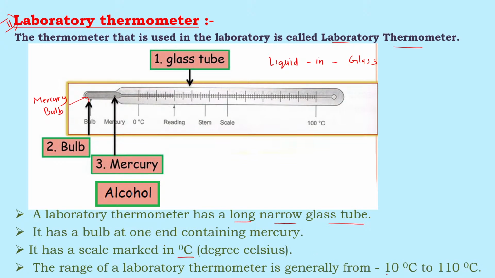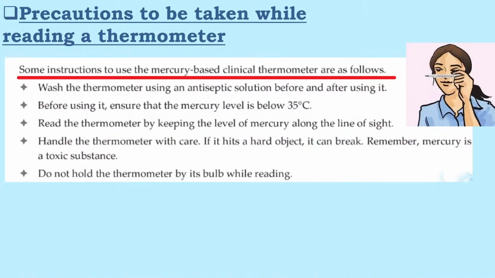And what is the lowest? Negative 10, and the highest is 110. So you will find the lowest is minus 10 degrees Celsius, and the highest end is positive 110 degrees Celsius. This is how the laboratory thermometer is designed.